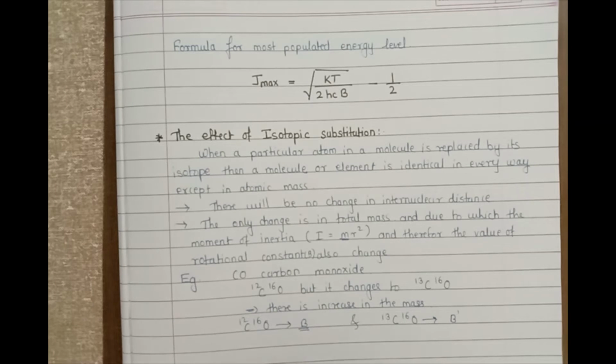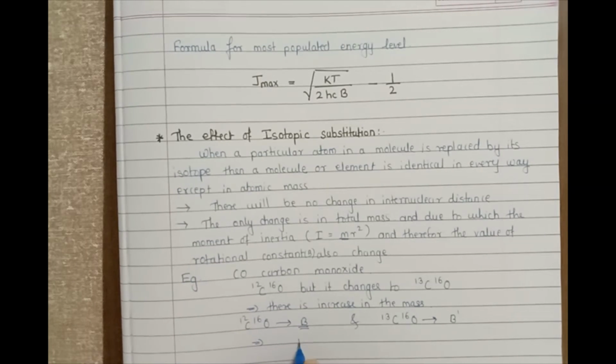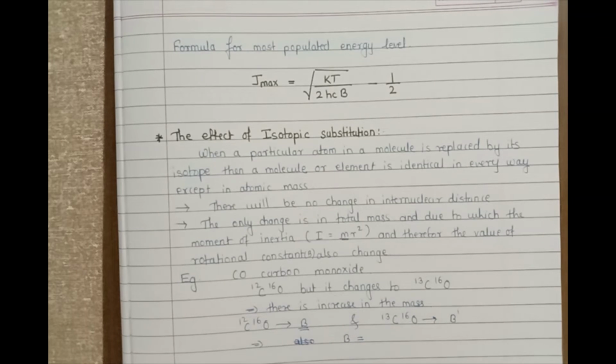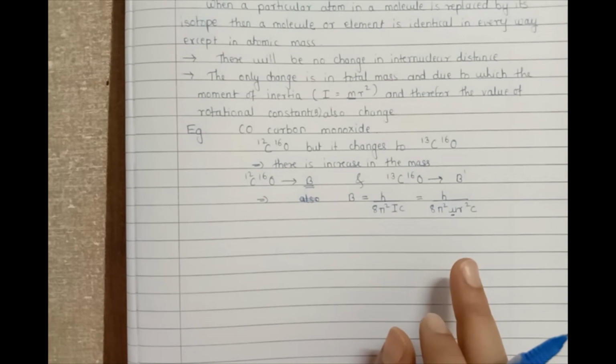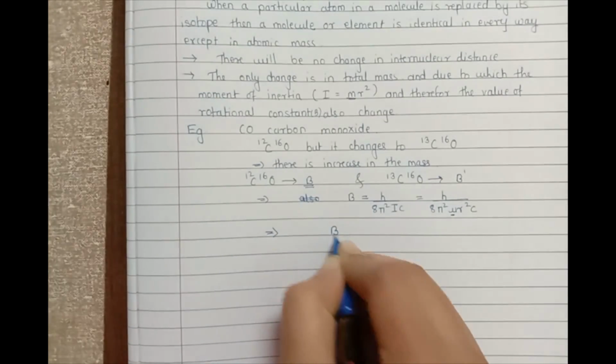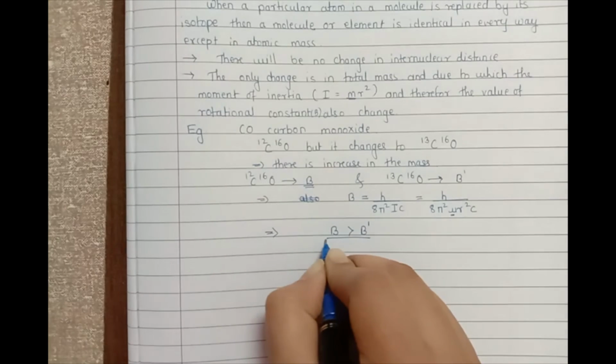So as there is an increase in the mass, see, as the mass increases, we know that B is equal to h upon 8 pi square I c. We also know that I is mu r square. So as the mu changes, that is as the reduced mass changes, the value of B also changes. But you must remember that B is inversely proportional to this mass. Okay. It has the inversely proportional relation. So that means B will be greater than B dash. Is it clear?